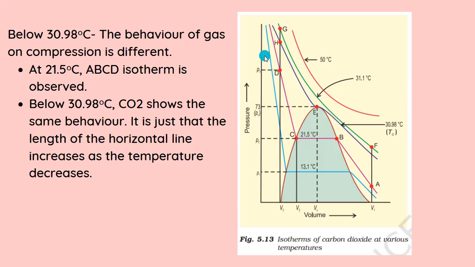C then moves up to D, which means that even a small decrease in volume requires a huge increase in the pressure. Okay, below 30.98, not only that, you also observe that there are other lines, so 13.1 degrees Celsius, but then this length is actually longer compared to C, B. So the same pattern is observed in this case as well.